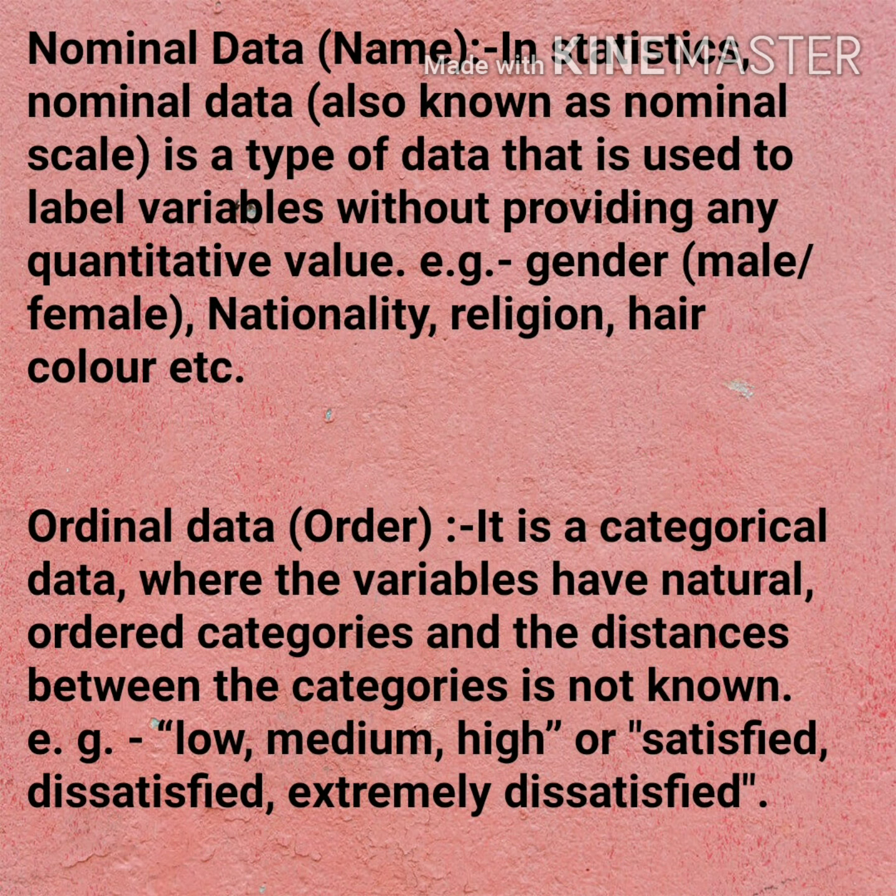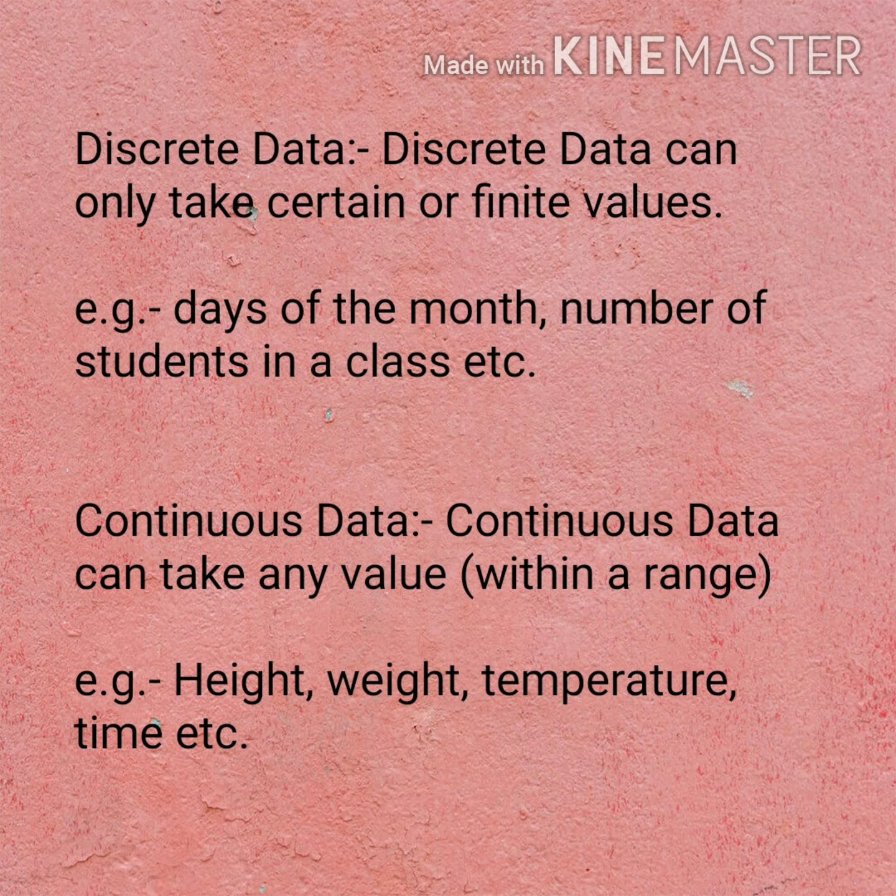Now, in the next slide, I am going to discuss different types of quantitative data. Discrete data. Discrete data can only take certain or finite values. For example, family size, meaning the number of members of a family. It may be either 1, 2, 3, 4, etc. We cannot speak of 2.73 members in a family. In such a way, days of the month, number of students in a class, etc.